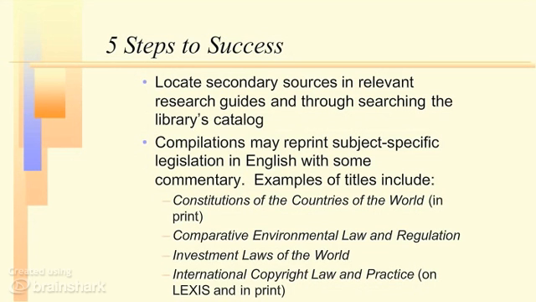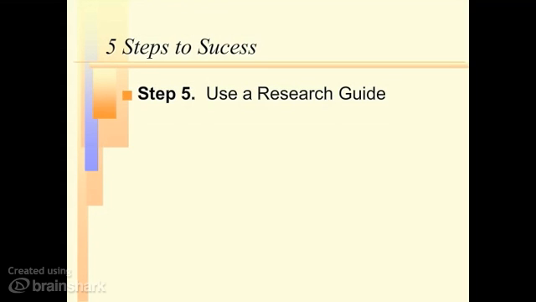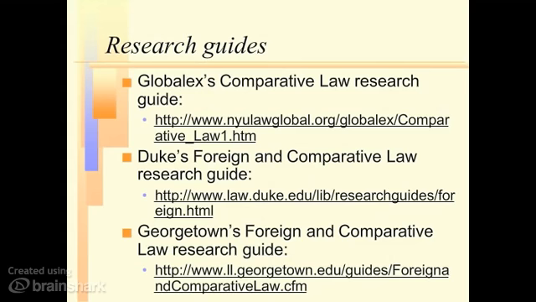Some of them are only going to be available in print, and some of them you might find on Lexis and Westlaw. So just some ideas to think about. Step 5 is use a research guide. As you know, since you're already writing one, they can be really helpful. There's lots of resources in one place that are applicable to your topic. In the next slide, we're going to talk about some helpful research guides.